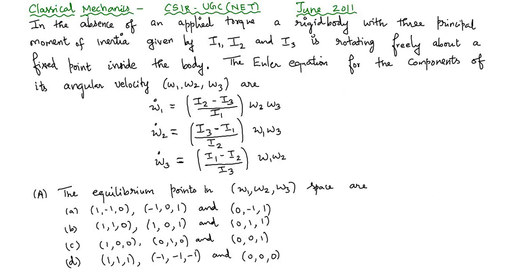Classical mechanics problem, CSIR UGC NET, physical science, asked in the June 2011 question paper. In the absence of an applied torque, a rigid body with three principal moments of inertia I1, I2 and I3 is rotating freely about a fixed point inside the body.